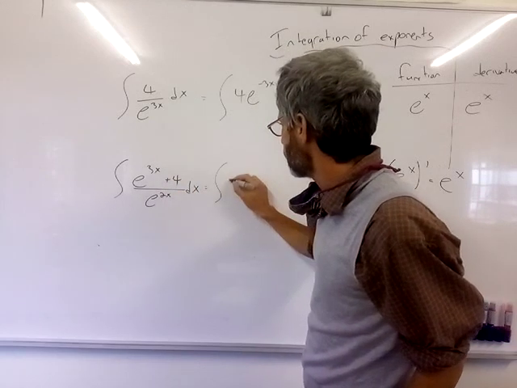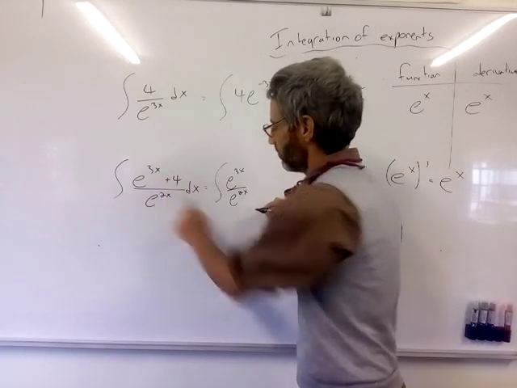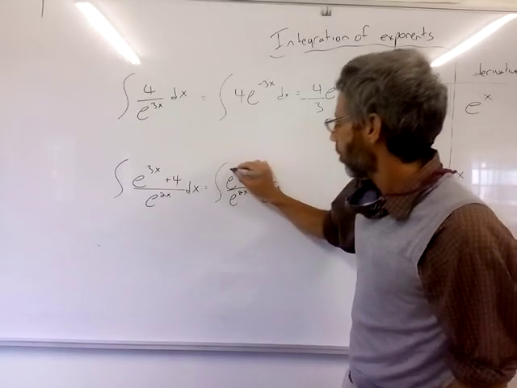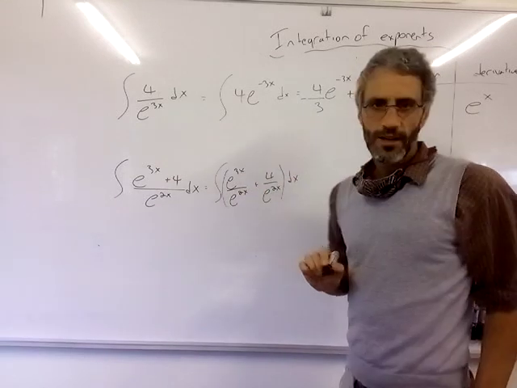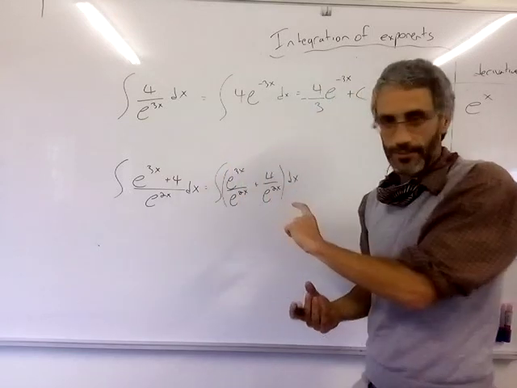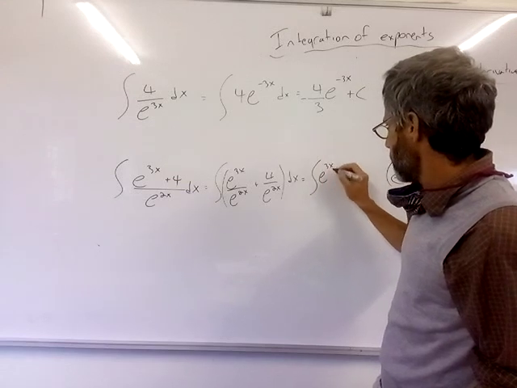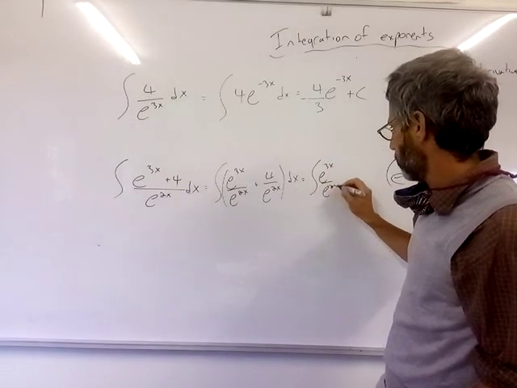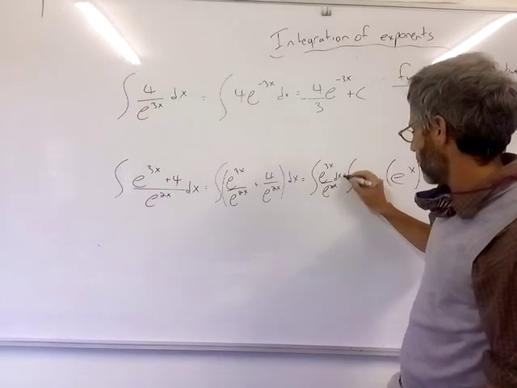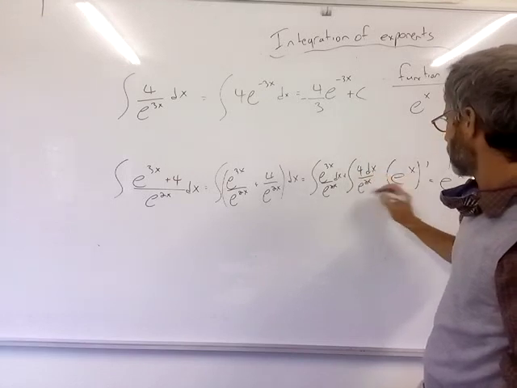I can write that as e to the power of 3x divided by e to the power of 2x, right? That divided by that, plus 4 times e to the power of 2x, all of that dx. Obviously, when it's here, I've got the integral of the sum, that is equal to the sum of the integrals. So it's going to be the integral of e to the power of 3x divided by e to the power of 2x dx, mustn't forget that dx, plus the integral of 4 dx divided by e to the power of 2x, okay?